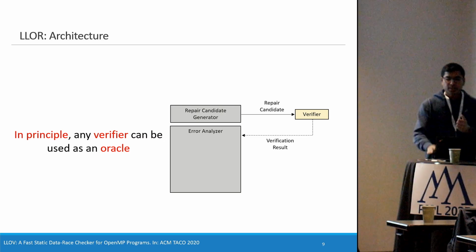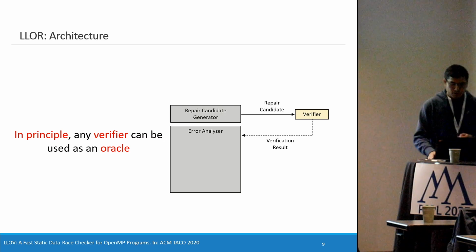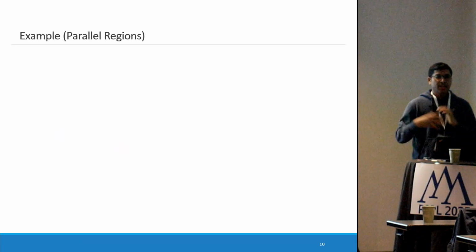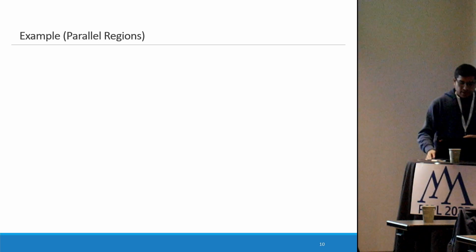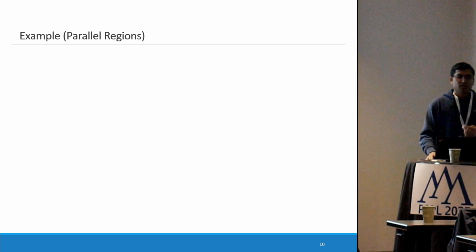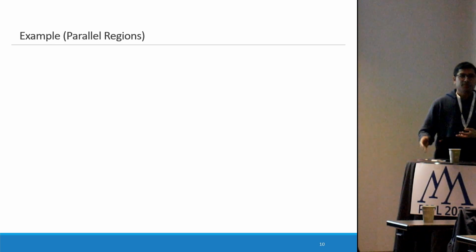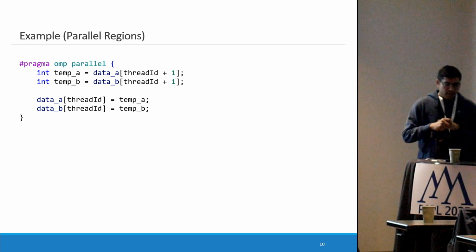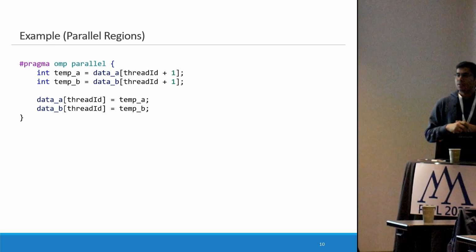Yeah, it should not be difficult to change the verifier. It should be straightforward. So let us take some examples of how the algorithm works. I'll consider two examples. One is for a parallel region, and the other is for a work sharing for construct. So this is a parallel region where we have 4 statements.